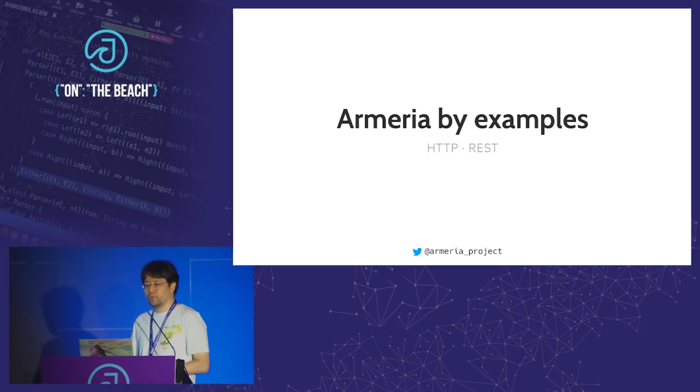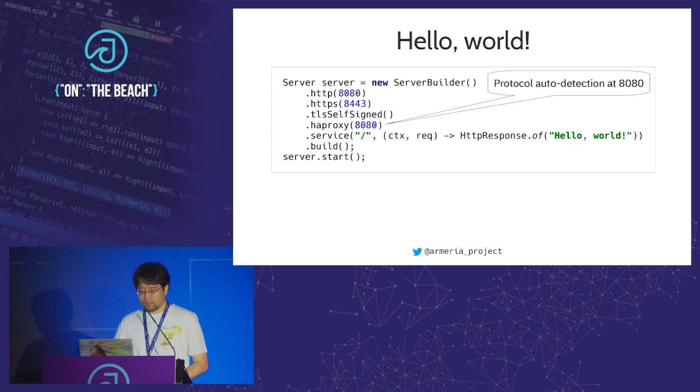Now we know what Armeria is. Let me show you some examples. Let's start with simple HTTP API examples. In this slide, this is a hello world example, which is very, very simple. We start with a builder pattern by creating a server builder class, and we specify port numbers, like HTTP on 8080, HTTPS on 8443, pretty typical.